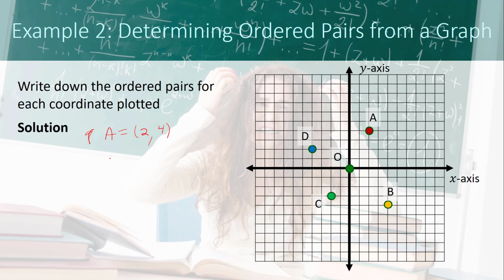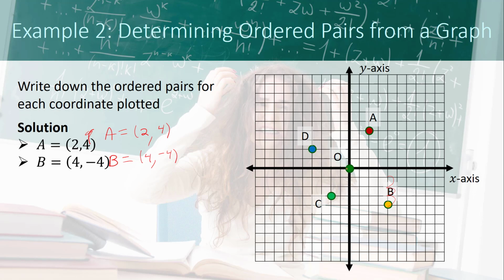For B, we are also going to go in the positive x direction because it's over here. 1, 2, 3, 4. We are going to go 4 units. But now to get down to B, we have to go in the negative direction. 1, 2, 3, 4. So since we went down for that one, that would be negative 4, and that would be the coordinates for B.